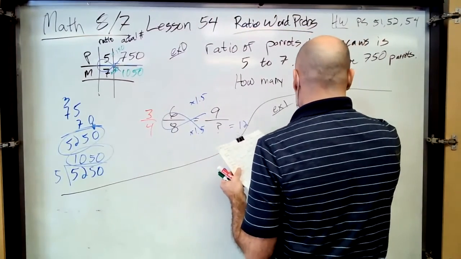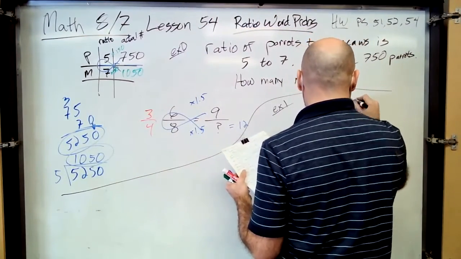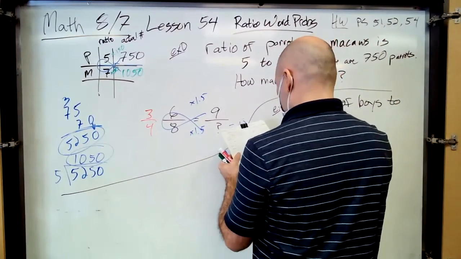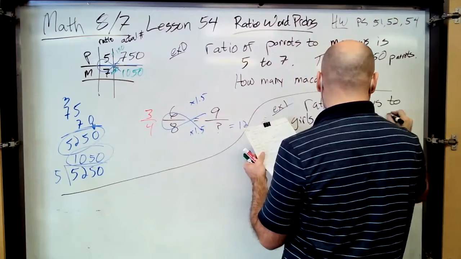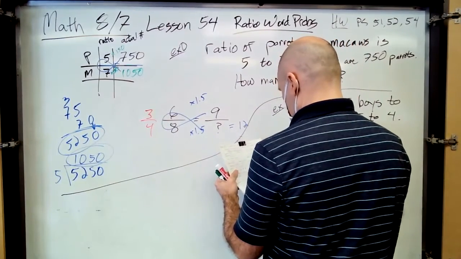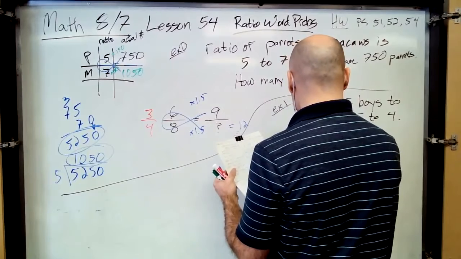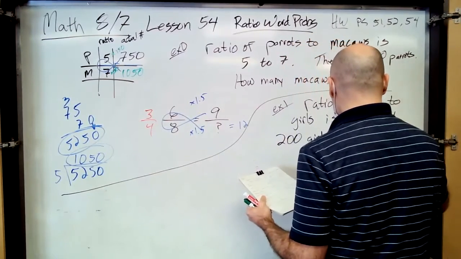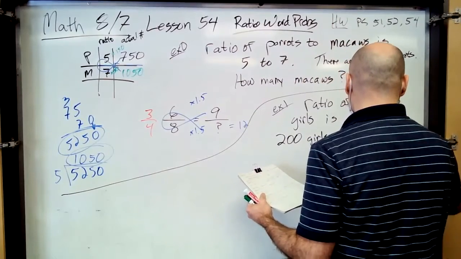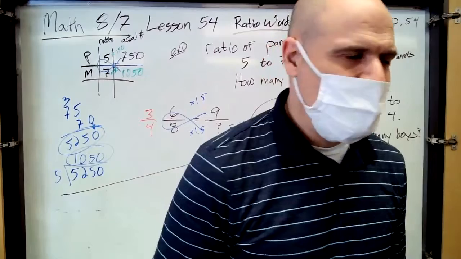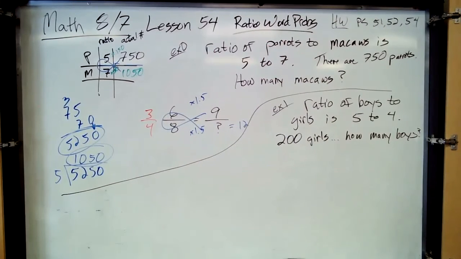Okay, let's say the ratio of boys to girls is 5 to 4. If there are 200 girls, how many are boys? Okay, so you can probably do that in your head, but let's do it slowly and make sure we get it right, okay? So try this one on your own.